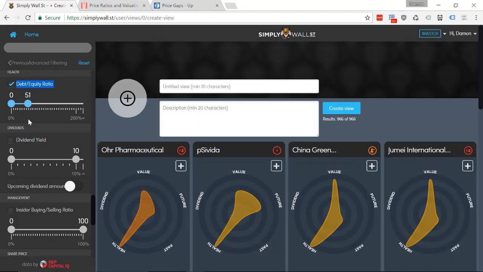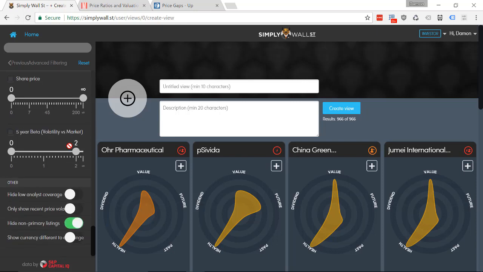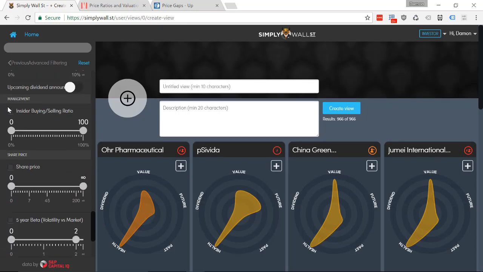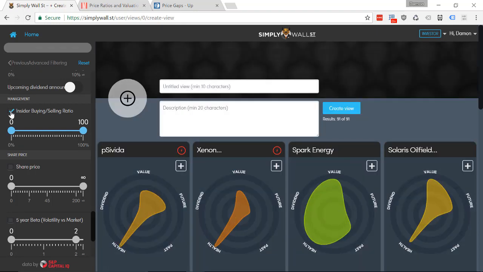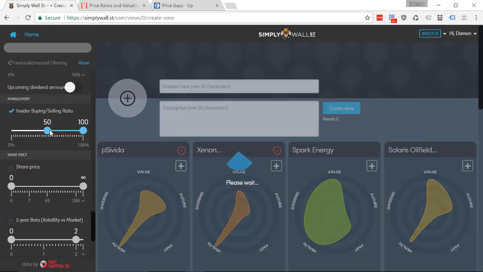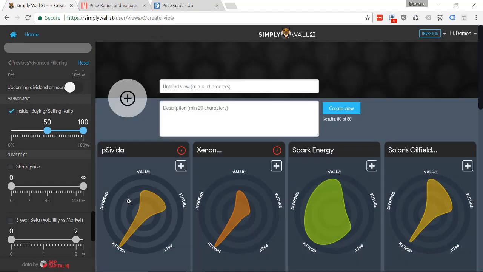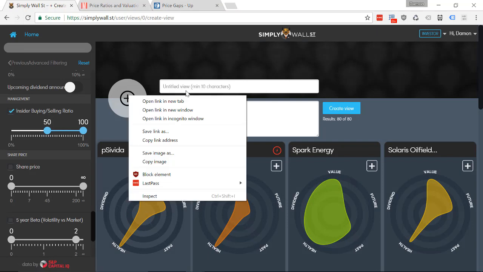All right. Then let's say we want insider buying more than selling. If it's a ratio, it should be more than 100, but we don't have that option. So I'm not sure what they're doing here, but I'm guessing 100 is actually 50. So I'm guessing if we do this, we're going to have more insider buying than selling. Let's check out whether that's true or not.